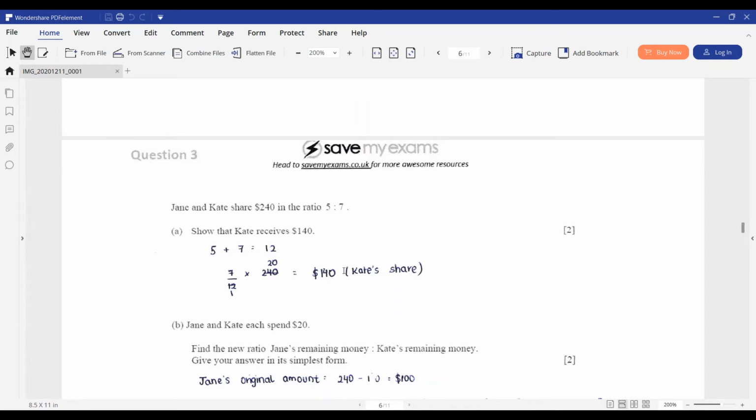This is Kate's share. If you do not get $140, this means that there's an error in your working, because the question clearly states that your answer must amount to 140. Failure to amount to this amount means that you have not really done your working properly and you really need to recheck. If you didn't get 140, I hope you redo the question and hopefully get the correct answer, I mean.